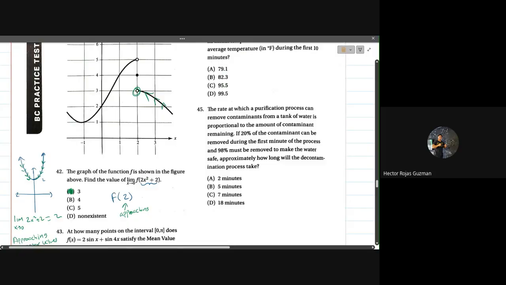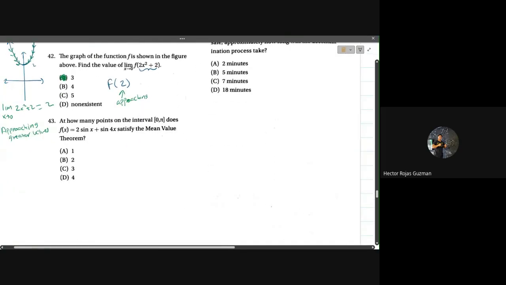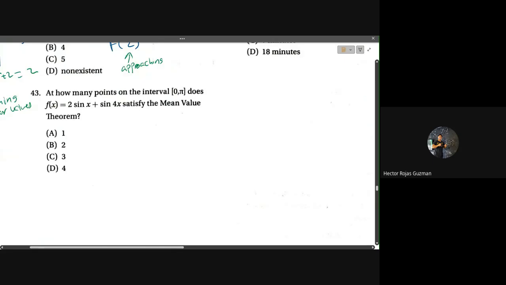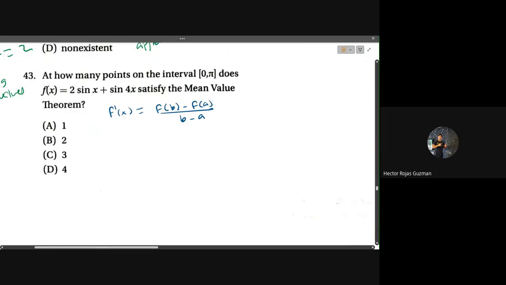Oh, let's go over here. 43. At how many points on the interval from 0 to pi does f of x satisfy the mean value theorem? Well, the mean value theorem says that the instantaneous rate of change needs to equal the average rate of change, as long as a function is differentiable on a closed interval. But because all the options have a value, that condition is probably true.